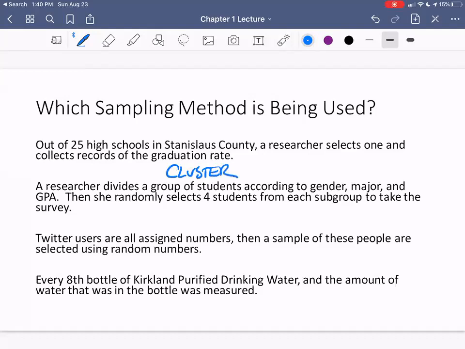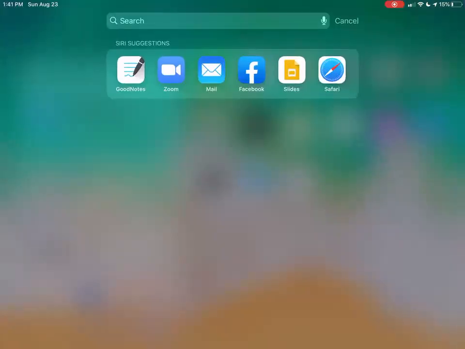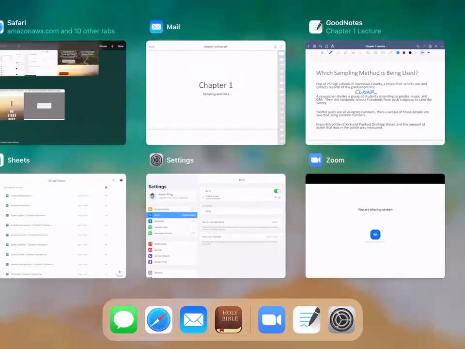The next one says the researcher divides a group of students according to gender, major, and GPA. Then she randomly selects 4 students from each subgroup to take the survey. So they're not selecting the whole subgroup, but only certain people from a subgroup. So this is where they get confusing. It's not cluster, this is stratified. Oh, sorry about that.